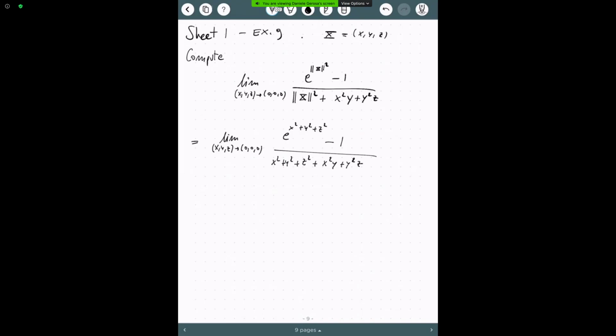Okay, so here, a good idea. We can try to use here, we can try with spherical coordinates. Spherical coordinates are a generalization of polar coordinates.